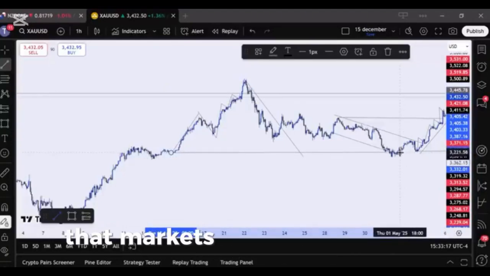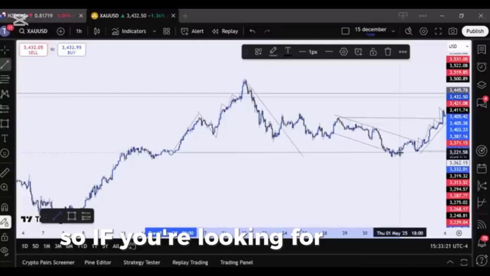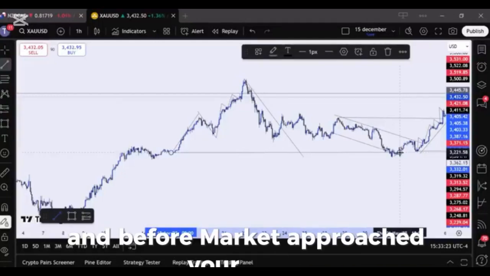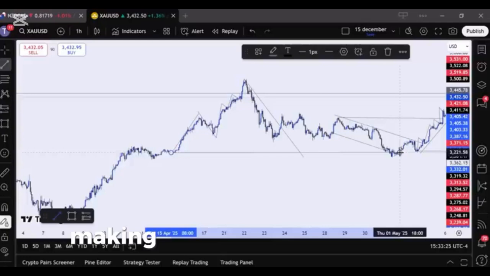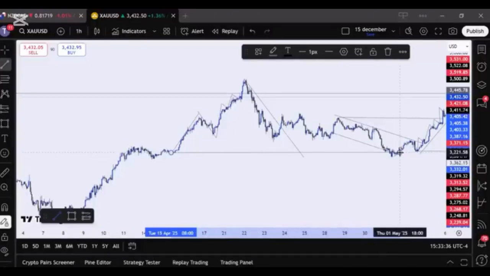So the pattern that market uses to approach a point of interest is very crucial, and it will tell you. If you're looking for a buy, for example, and before market approached your buy POI, it was on a downtrend, making a series of lower highs and lower lows, I'm more convinced to take that buy because I know it's liquidity on the upside that market needs to go and clear.